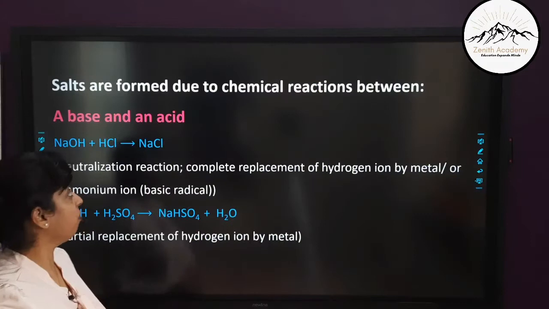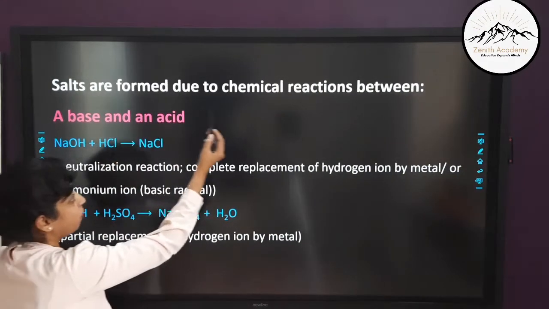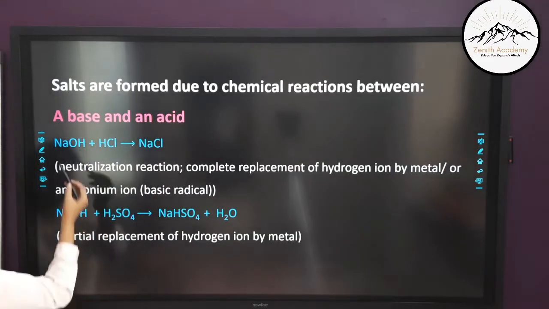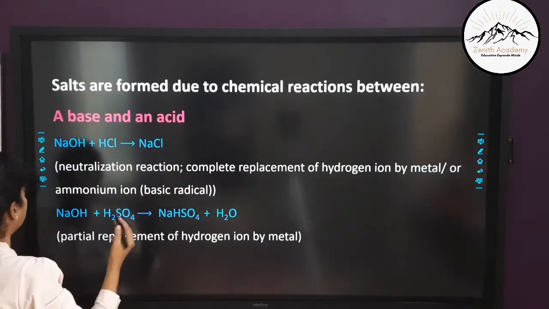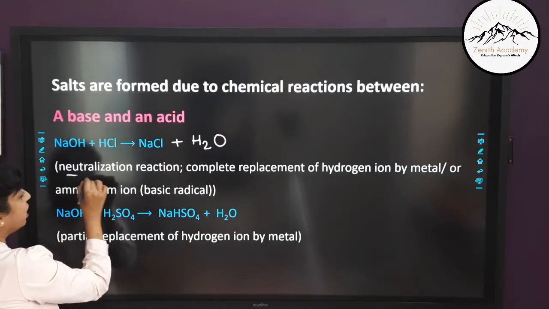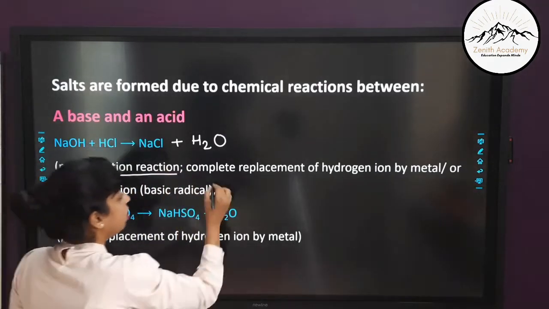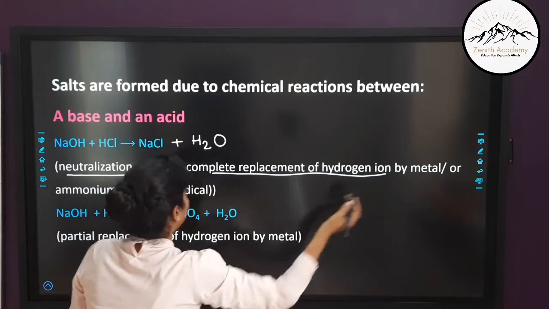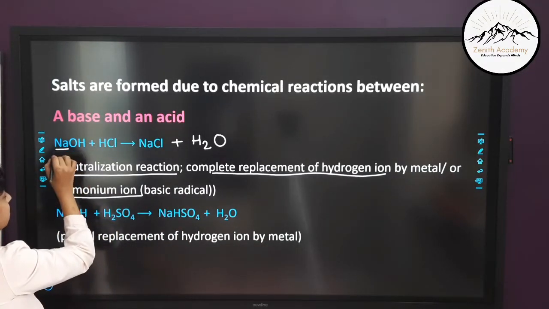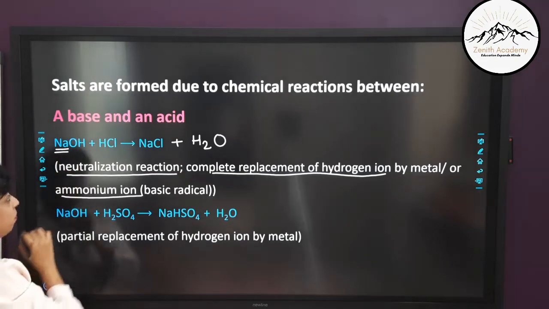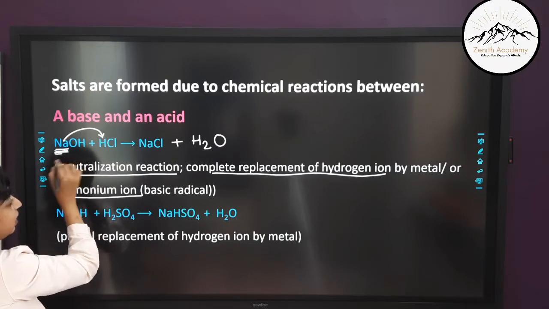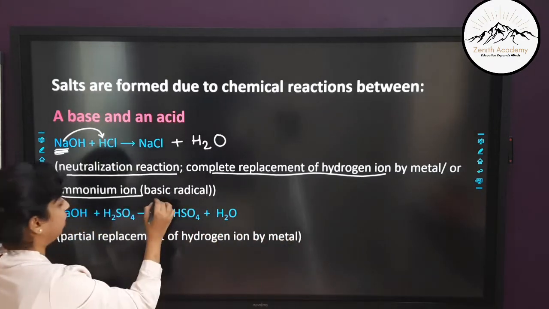So students, just now we understood that salts are formed due to chemical reaction between a base and an acid. So here the example, NaOH and HCl form NaCl and water. So there has to be water. This type of reaction is known as neutralization reaction. Now here complete replacement of hydrogen ion by metal or ammonium ion has taken place. So this ion is a metallic ion and this replaces the hydrogen ion. Now this metallic ion is known as a basic radical.